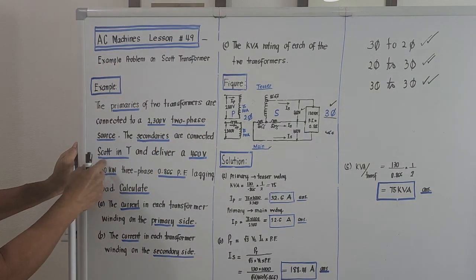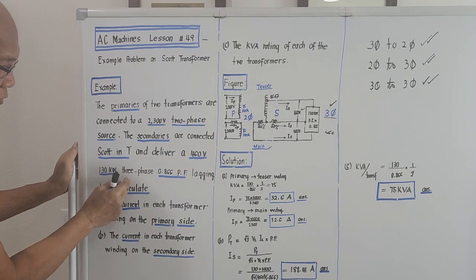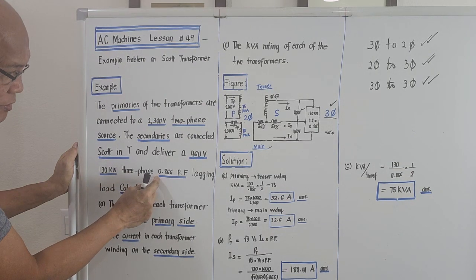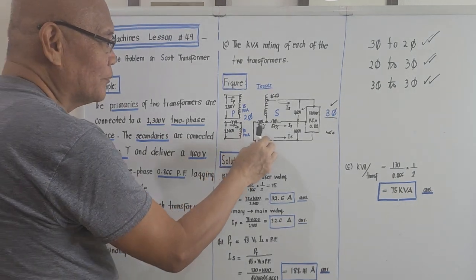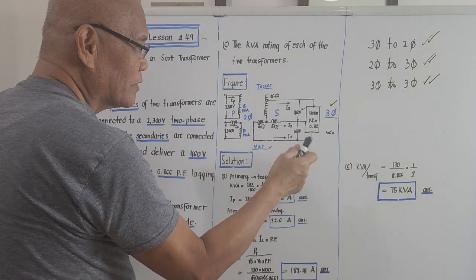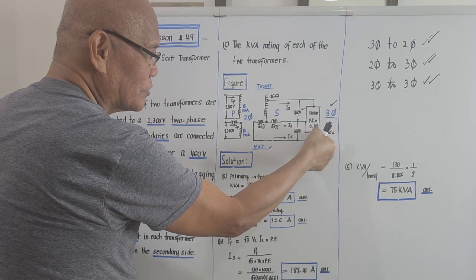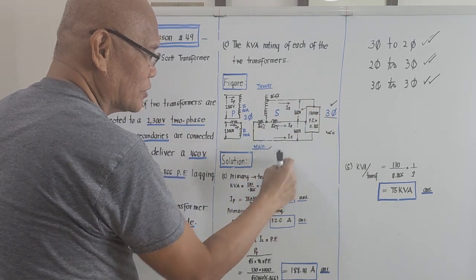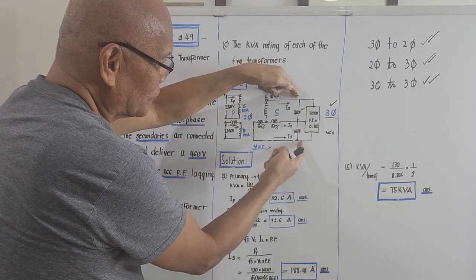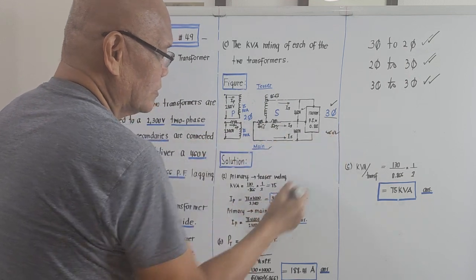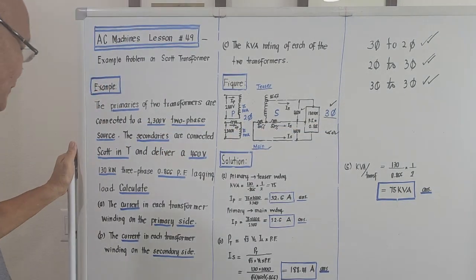The secondaries are connected SCOTT and T and deliver a 460 volt, 130 kilowatt, three-phase, 0.866 power factor lagging load. Meaning to say, with this given T connection, the three-phase load connected to the three lines coming out is 130 kilowatts, the power factor is 0.866, and the voltage between lines is 460. This is 460, and the two outer lines is still 460. That's why it's a balanced three-phase load.